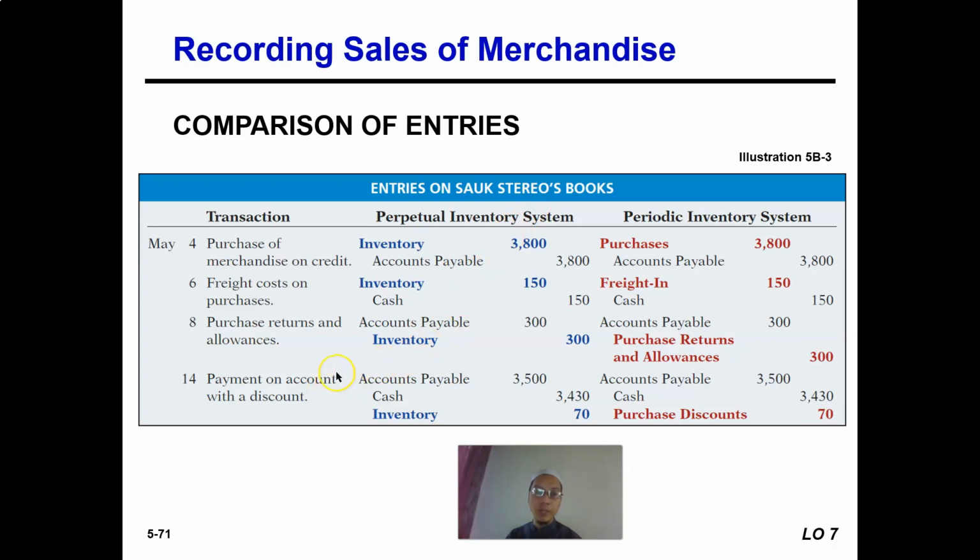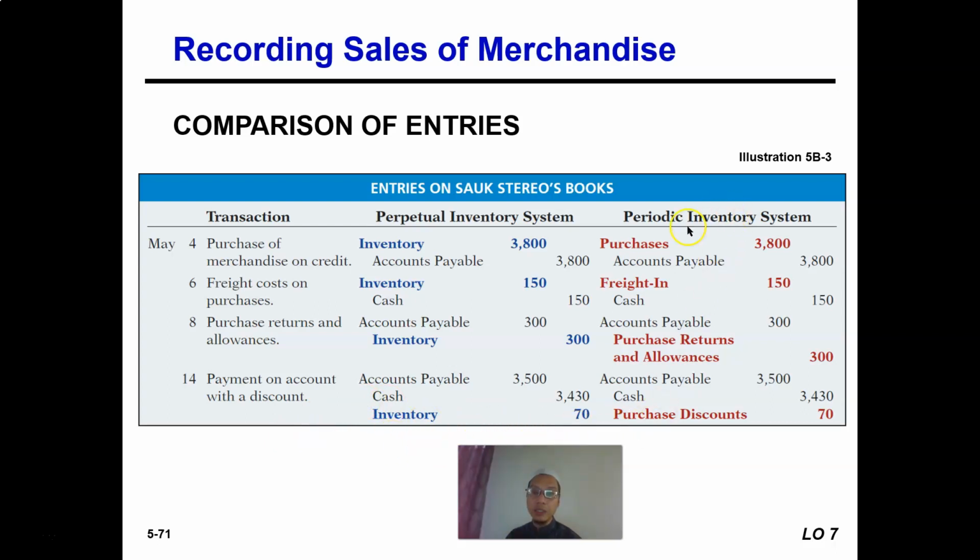On 14th of May, Sook Stereo will pay the amount owing, but there's some discount. Therefore, they would debit accounts payable 3,500. They will credit cash by 3,430. But the remainder, the $70 discount, would be credited to the inventory account, because a discount reduces the cost of inventory.